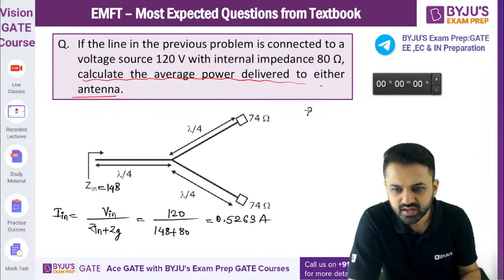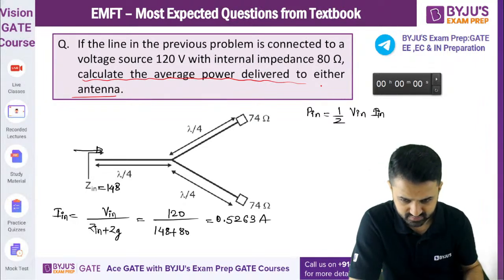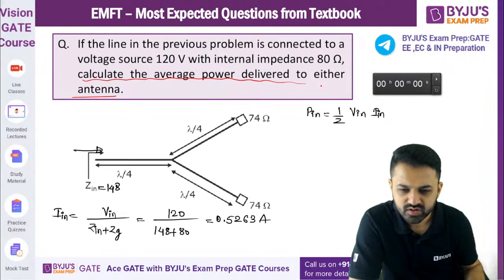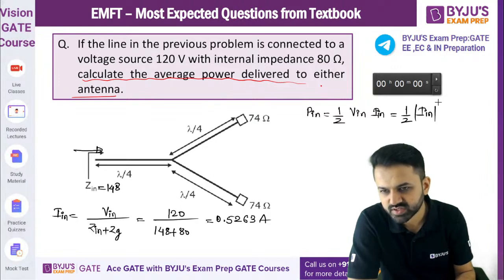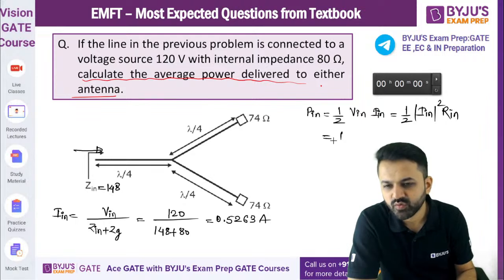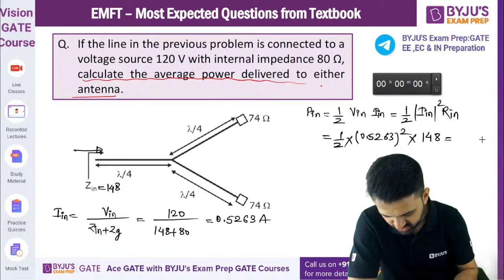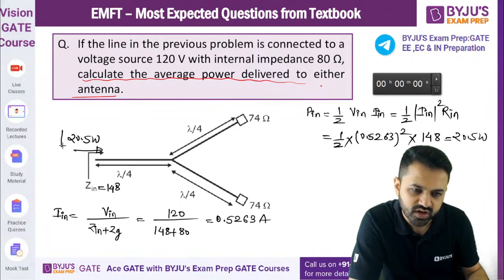Now, what is the power? The power at the input of this transmission line is 1 by 2 V in into I in, or you can say I in square into R in, or you can also write 1 by 2 I in mod square into R in. So 1 by 2, 0.5263 whole square, and R in, input impedance we have calculated as 148. So square into 148 divided by 2. We have got 20.5 watt. So 20.5 watt power we are giving to the transmission line.